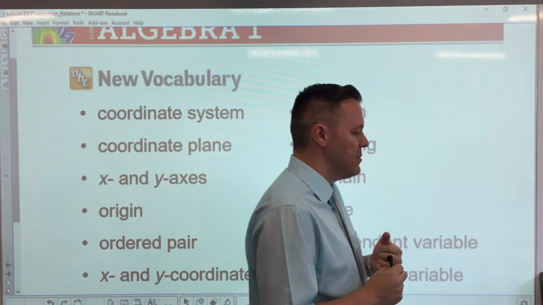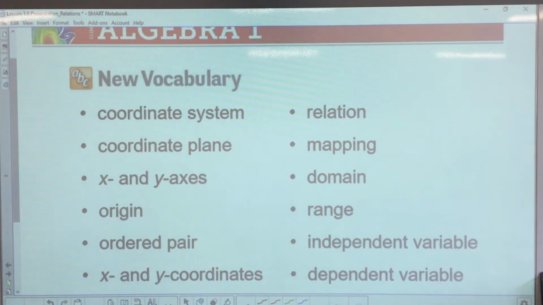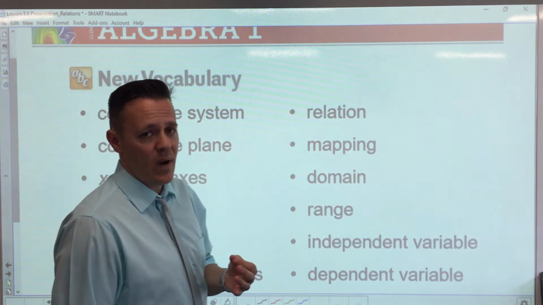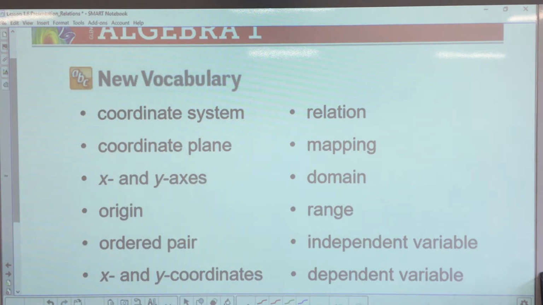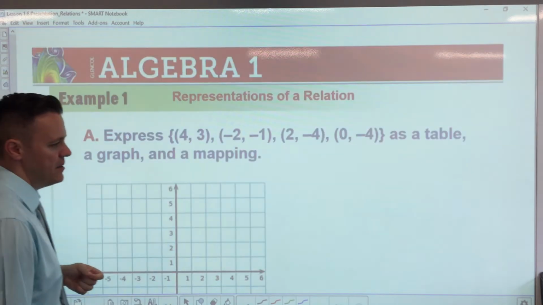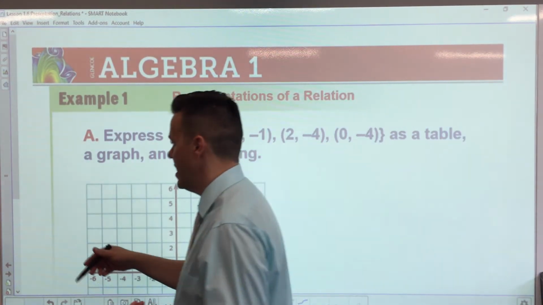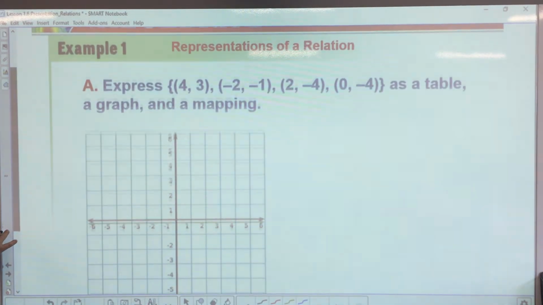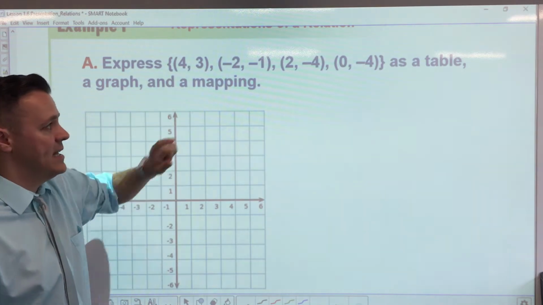On page 42 is a whole bunch of beautiful vocabulary. Ladies and gentlemen, please read it over right now before we move on. Hopefully you read that on page 42. The reason is it will help you in the process. Express the following points as a table, a graph, and as a mapping.